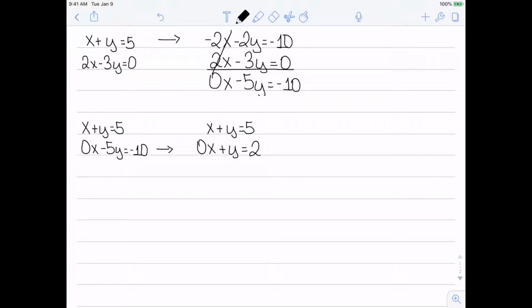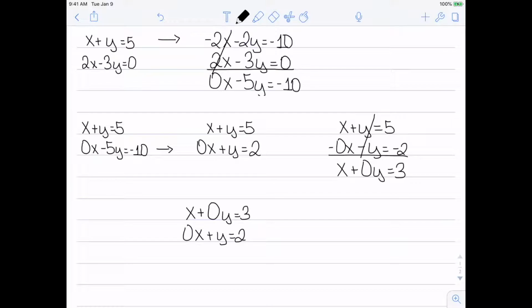The last thing I'm going to do is subtract the second equation from the first equation. When I do that, I can see the y's cancel, the left is left with an x, and the right is left with a 3. So now I have two much easier to understand equations. I have x plus 0y equal to 3, and 0x plus y equal to 2. So my solution is (3, 2).